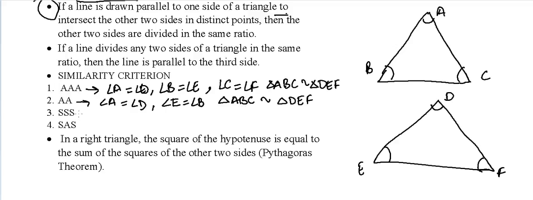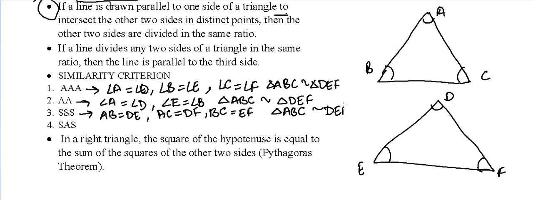Next is side, side, side. If AB is equal to DE, AC is equal to DF, and BC is equal to EF, we can say that triangle ABC is similar to triangle DEF.